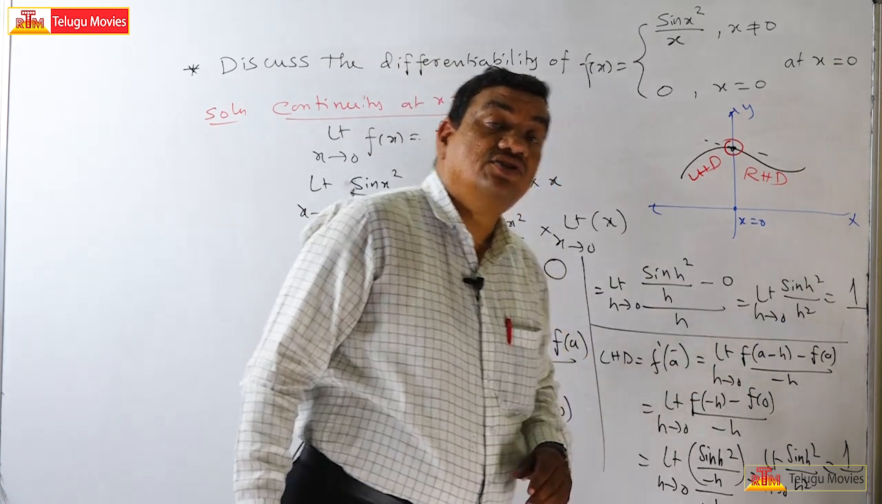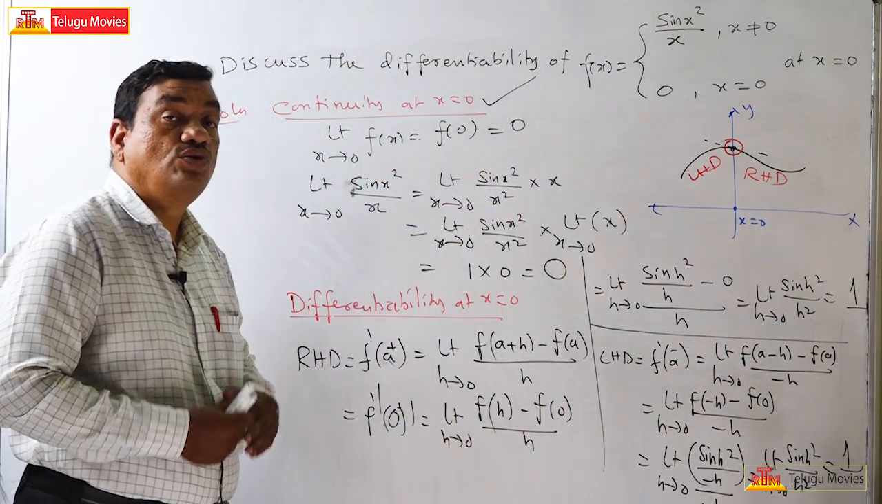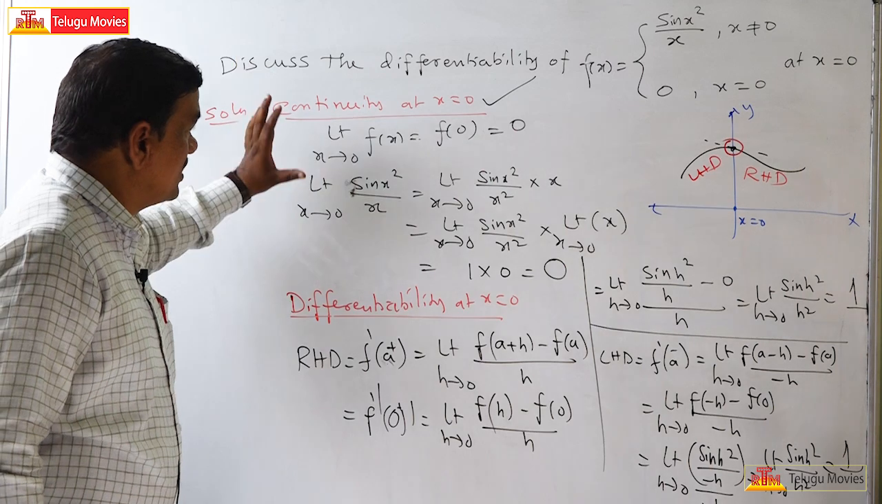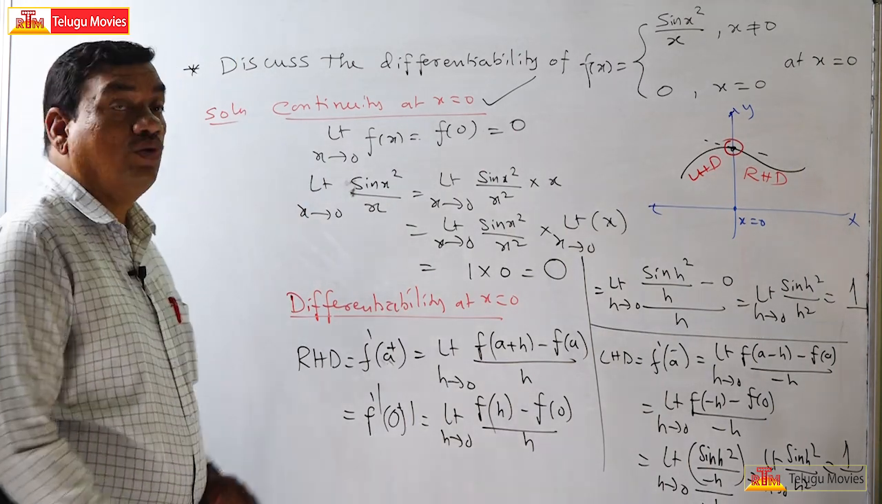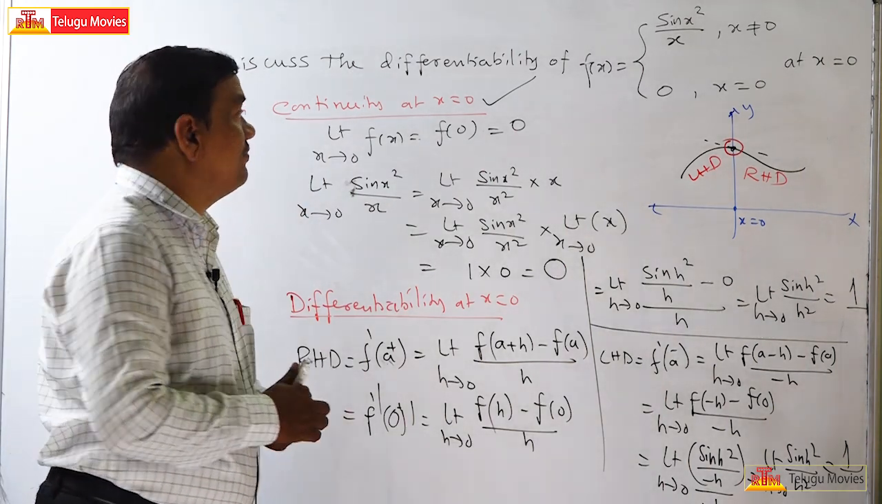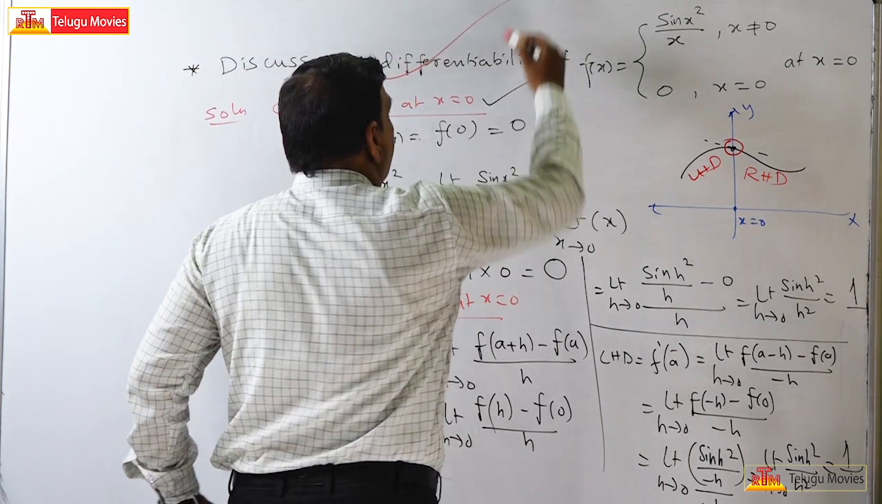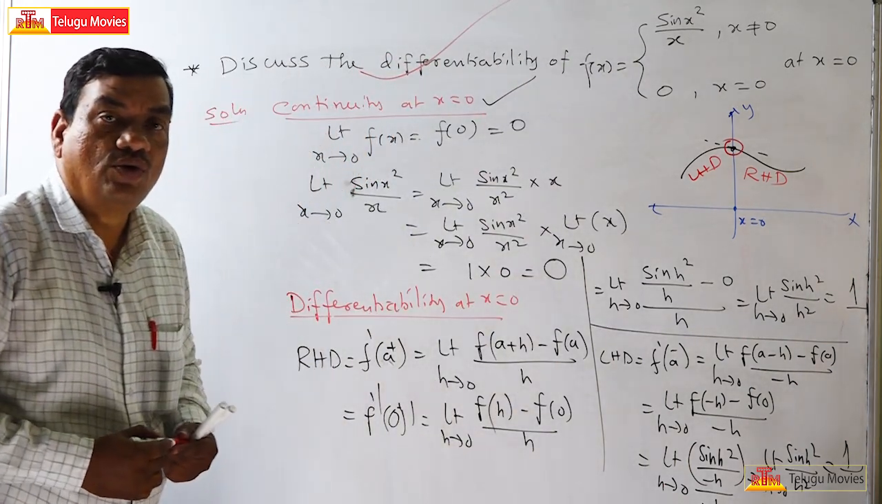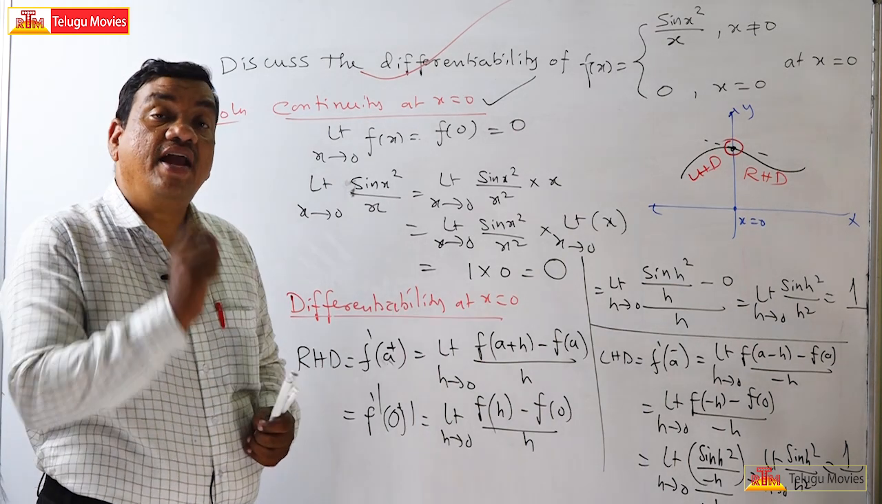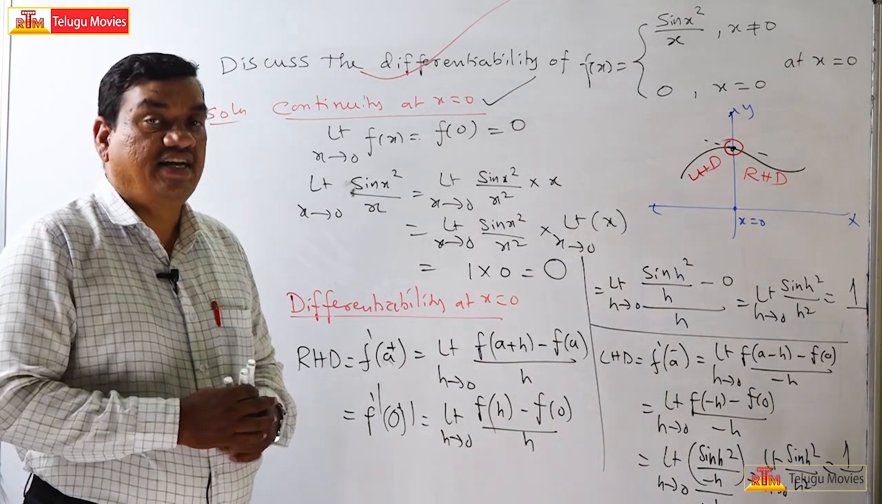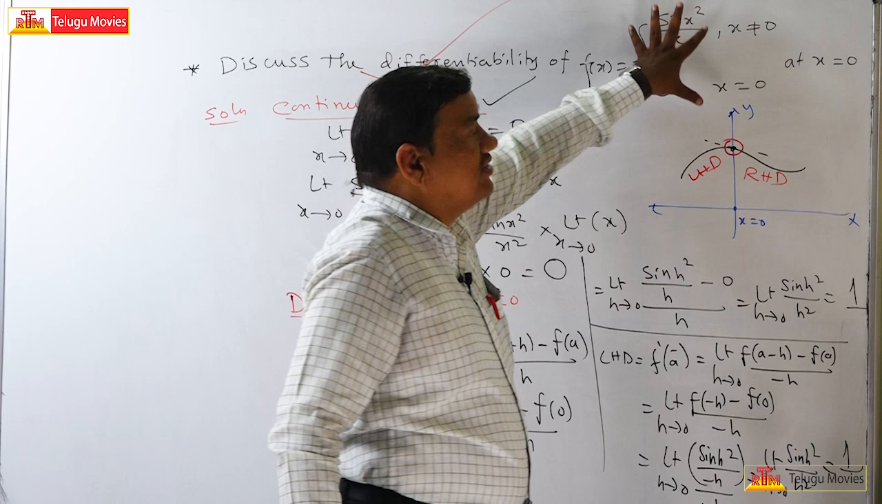Right hand side derivative is also 1. LHD is equal to RHD, and moreover it is continuous at x equal to 0. Therefore the function is differentiable at x equal to 0. That means we can draw a unique tangent at x equal to 0 for this curve.